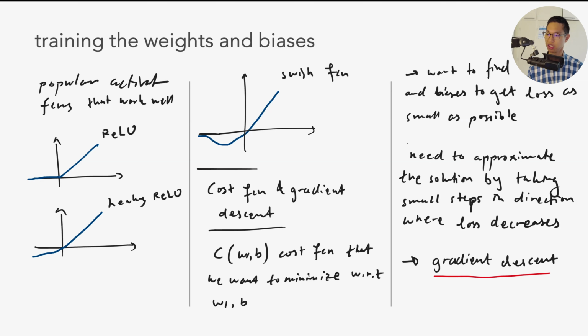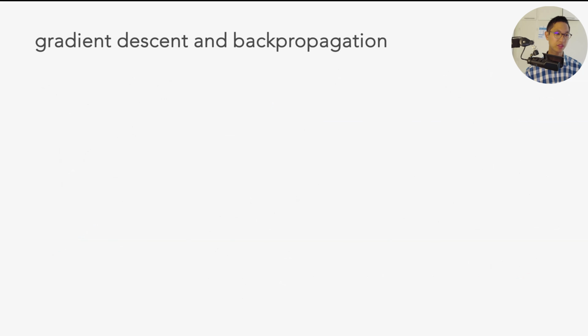to go down a mountain of error to find the least error. In order to do that, you find a gradient, which is basically a derivative in multiple dimensions. You go towards that step. You go towards the negative of the gradient. Then we talk about gradient and backpropagation.